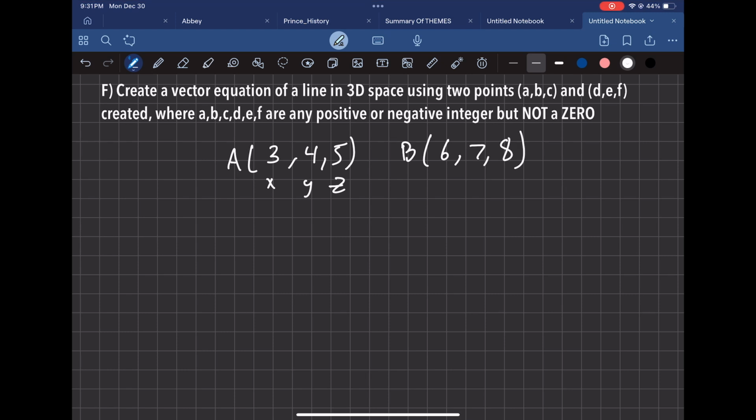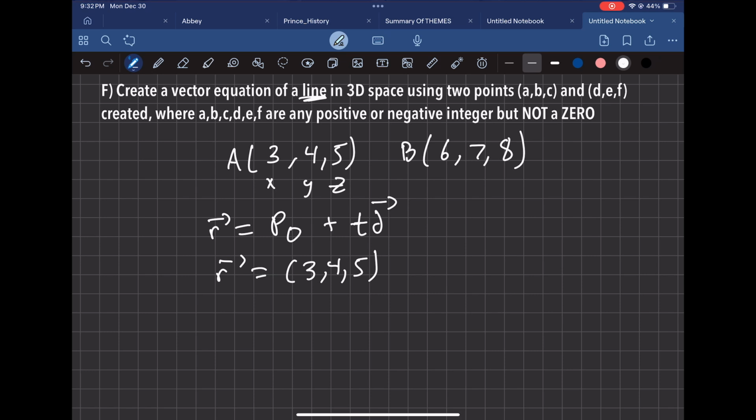Now we want to create a vector equation, and recall that the formula for the equation of a vector equation is P0, that's a point given, plus tD. And since this is a line that we're creating and not a plane, there's no need to create a second direction vector since we're only describing one range of motion. So the point given, we can choose either A or B. I'm just going to choose A. So the equation would be R equals 3, 4, 5 plus tD.